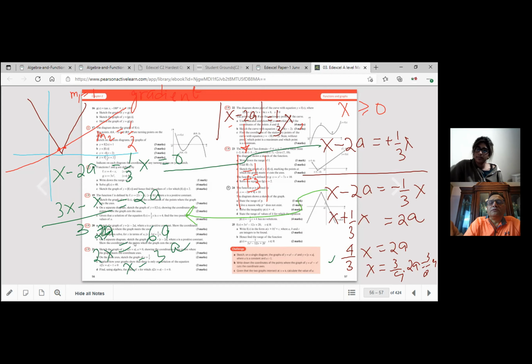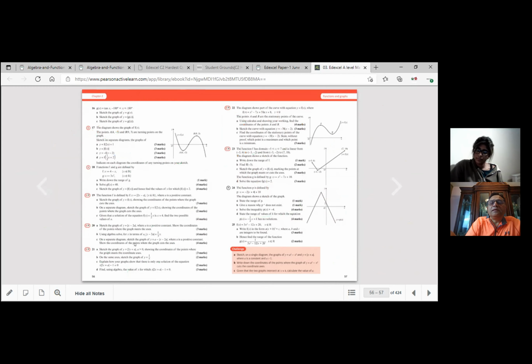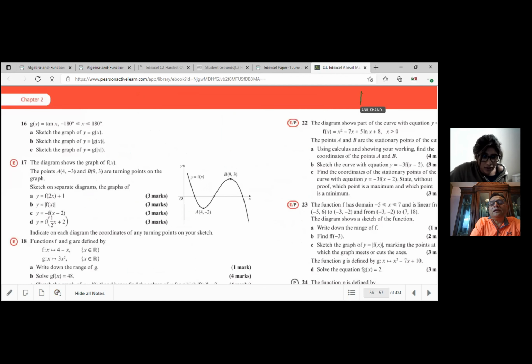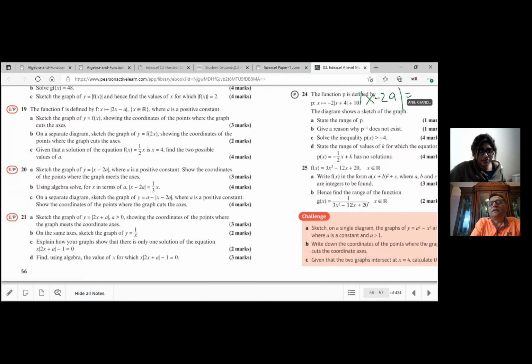Let me redo it cleanly here. Let me clear all this and redo it. Can you please say the question once again? What was it? The absolute value of x minus 2a equals 1/3 of x, right?